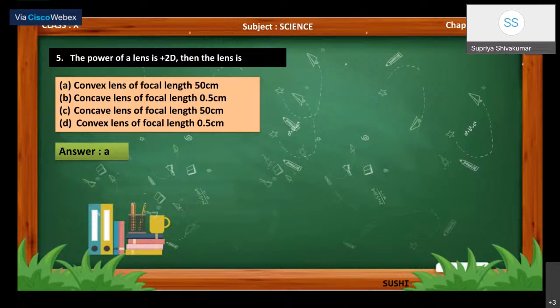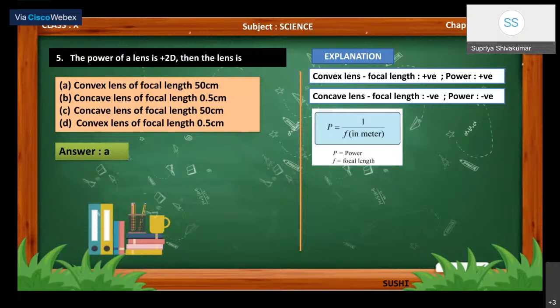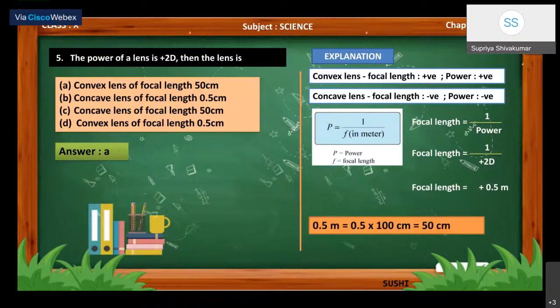Idu heg bantu ma'am? It is all the conversion. So first namge decide martivi yav lens anta based on focal length and the power, and we know the formula P is equal to 1/F. So I have given all the steps onto the right hand side. I think you can go through that. So focal length is 1/2D, so which gives you 0.5 meter. So a meter anna nave en martivi centimeter ke convert madraga, you will get as 50 centimeter. So the answer for this is option A.